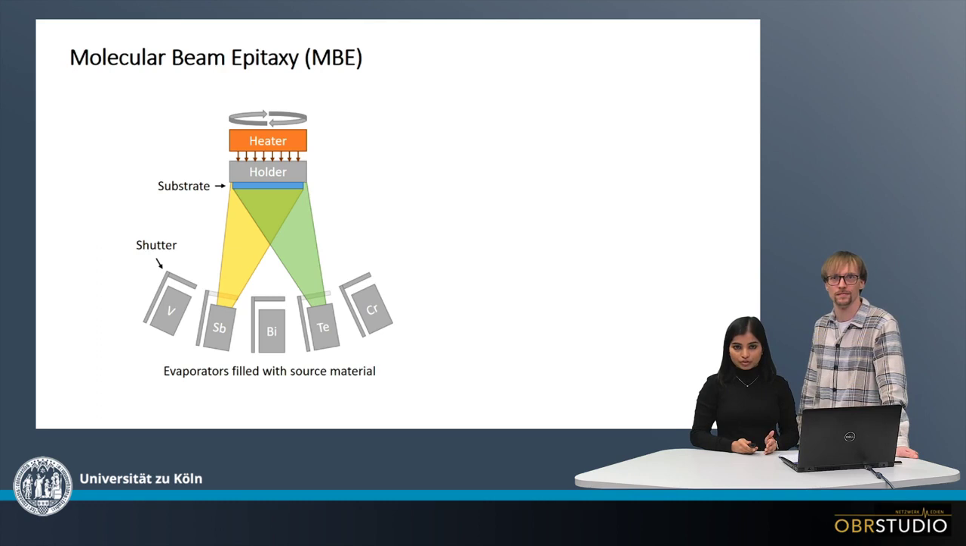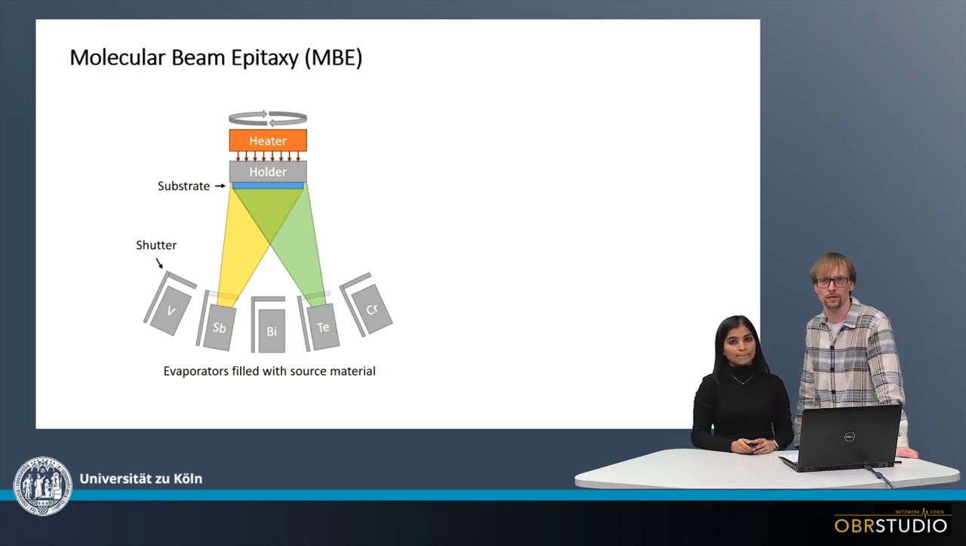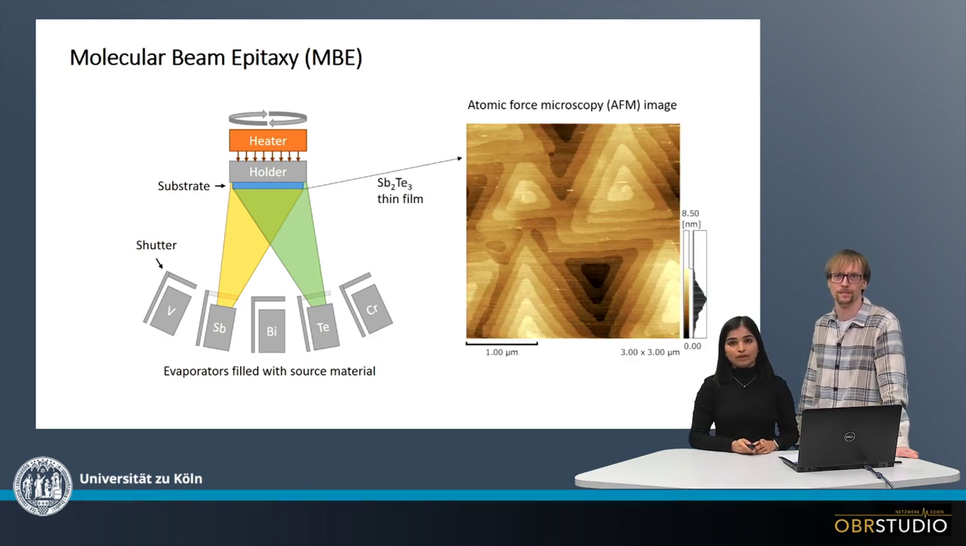And since the substrate temperature is much lower than these evaporators, the antimony and tellurium atoms arriving at the substrate stick to the substrate. You can compare this to water condensing on a cold bathroom window after you've taken a hot shower. Exactly. And now if you look at the right, you see the AFM image of antimony telluride thin films, and these triangles that you see are indicative of good crystal structure.